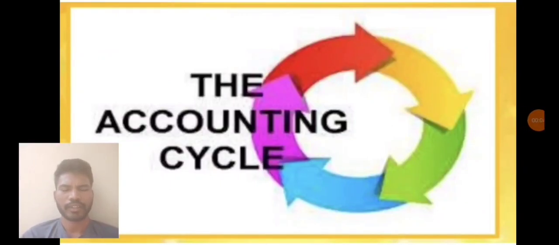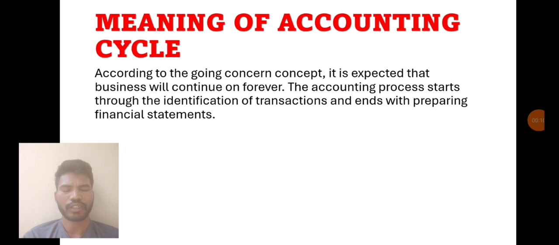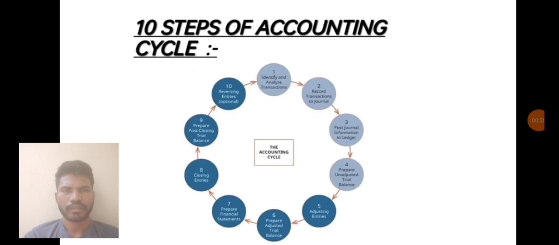Today I am discussing the accounting cycle. First, we discuss the accounting cycle meaning. Accounting follows the going concern concept. It is expected that the business will continue. The accounting process starts with the identification of transactions and ends with preparing financial statements. There are 10 steps of the accounting cycle.